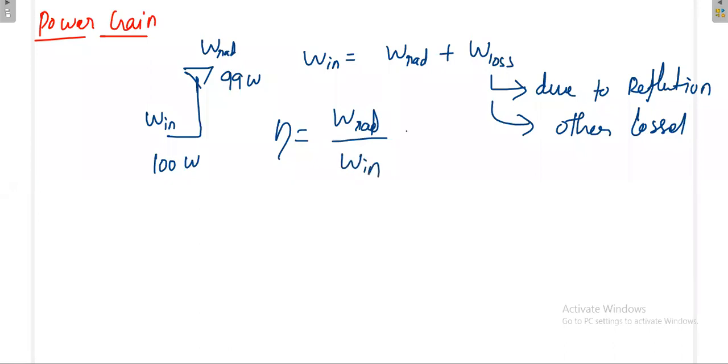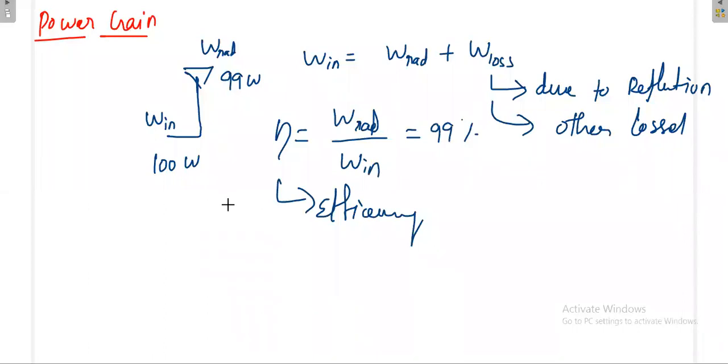So in this case, what is the efficiency? I will get 99%. This is the basic definition of efficiency of the antenna. Eta means efficiency: the radiated power divided by the input power. Maximum it can be 100%; in practical cases it will be less than 100%. Now you have a relation between the input power and radiated power, that is decided by eta, efficiency.